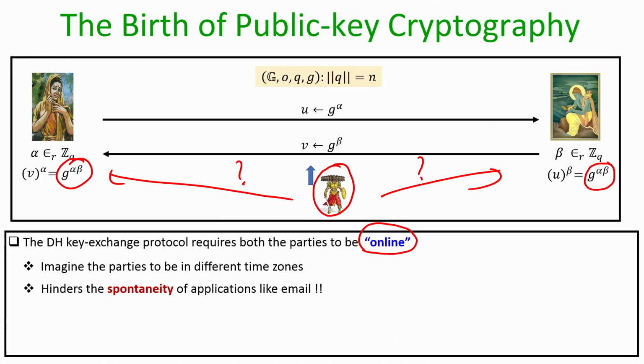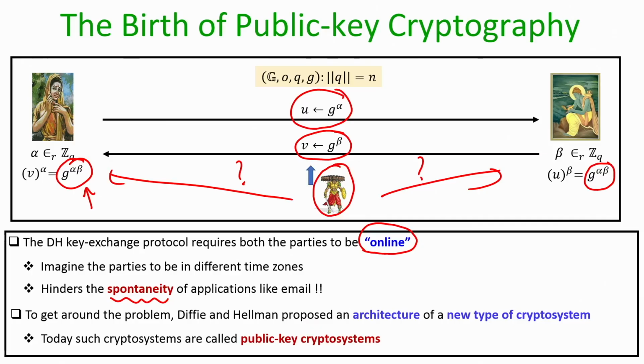So, for instance, if Sita and Ram are in two different time zones and Sita wants to send an encrypted mail to Ram, then Sita will initiate a Diffie-Hellman key exchange protocol instance with Ram. She will send her message, namely g to the power alpha to Ram. But now it might be the case that when g to the power alpha is delivered to Ram, Ram is sleeping because Ram is in a different time zone. Until and unless Ram also gets up and communicates back g to the power beta, Sita cannot use the key g to the power alpha beta for encrypting her email. So, in that sense the spontaneity of the application is lost here, right.